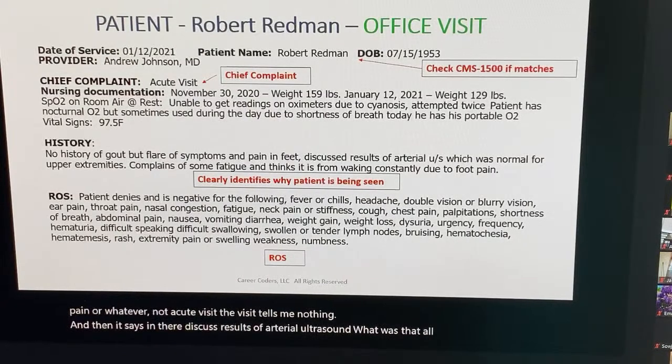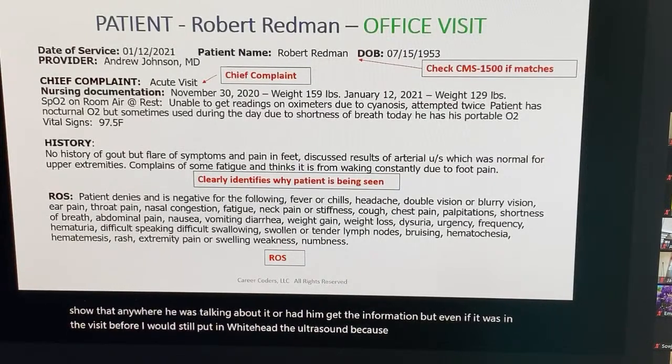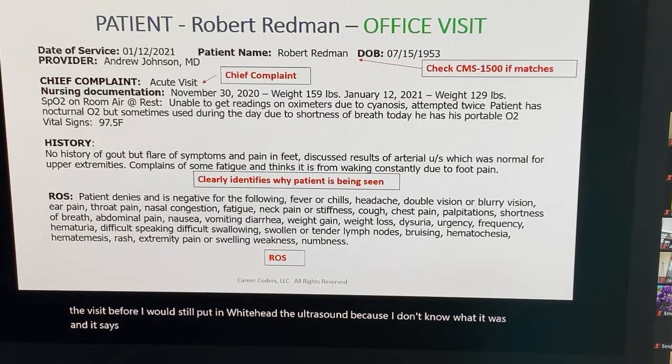I don't show that anywhere he was talking about it or had him get the information, but even if it was in the visit before, I would still put in there why he had the ultrasound, because I don't know what it was, and it says just normal, so not going to give me any points in reviewing.